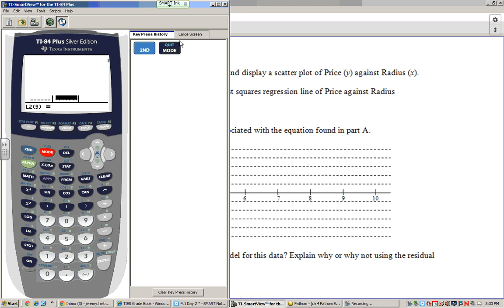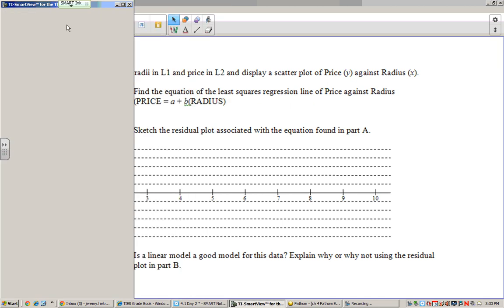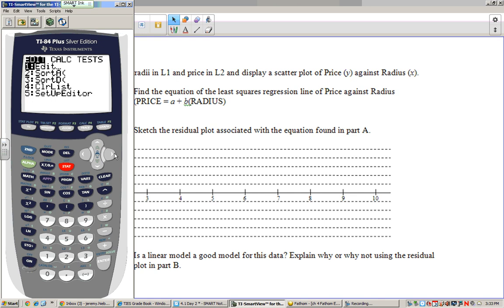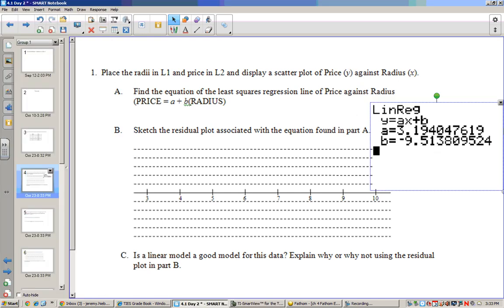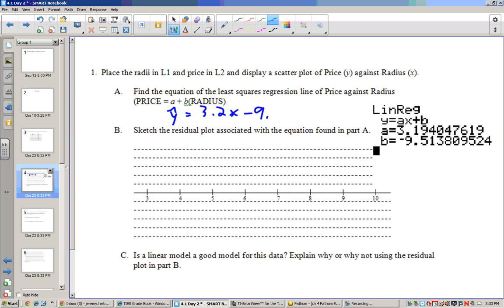We're going to quit out of there, and we're going to do a least squares regression. So stat, go over to calc, linreg is number 4, L1, comma L2. Now here is my least squares regression. So we can say this is y hat equal to 3.2x plus negative 9.5. So I'll just say minus 9.513 and so on.